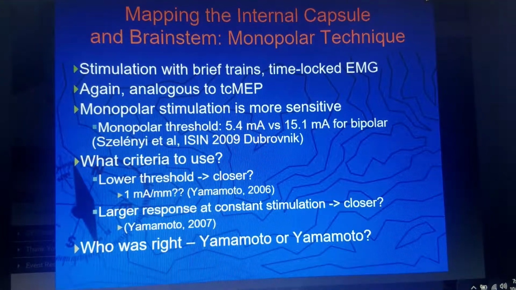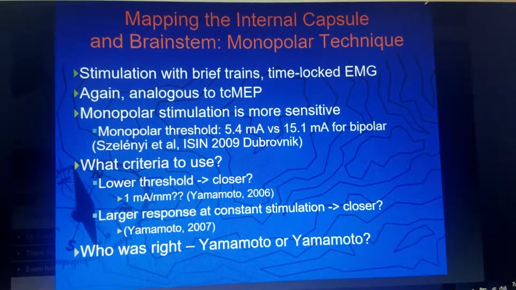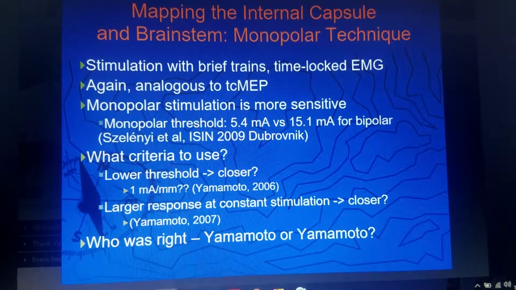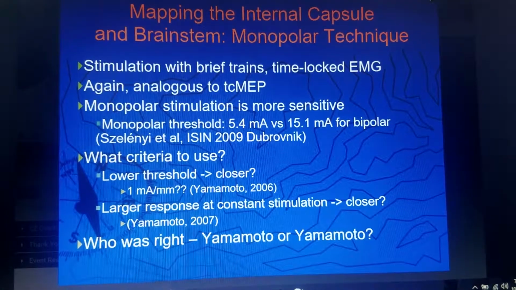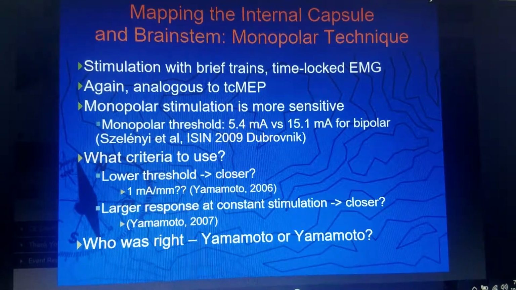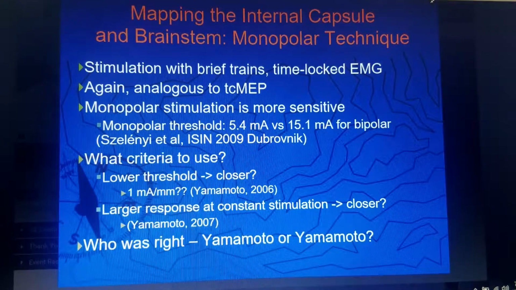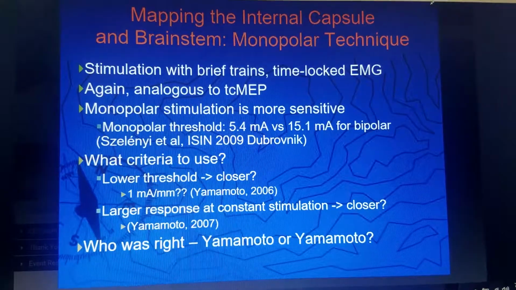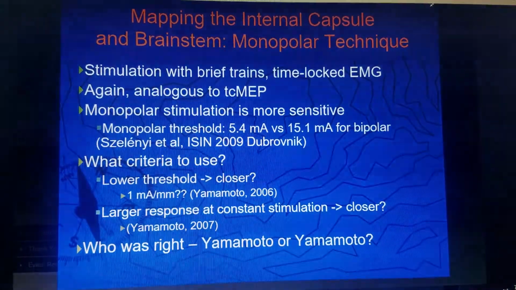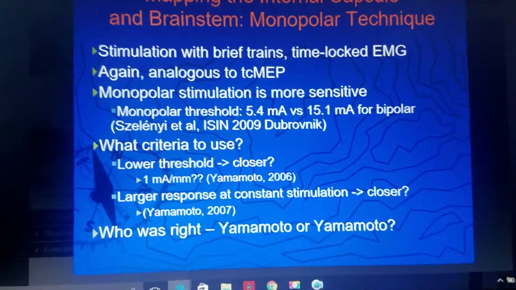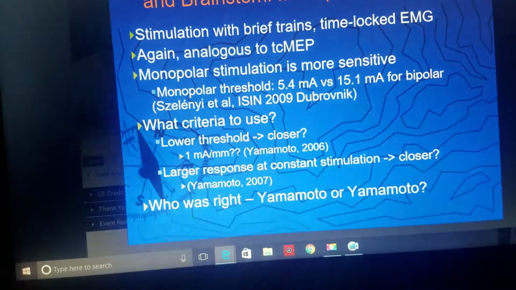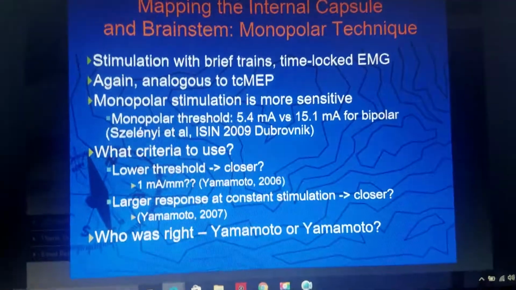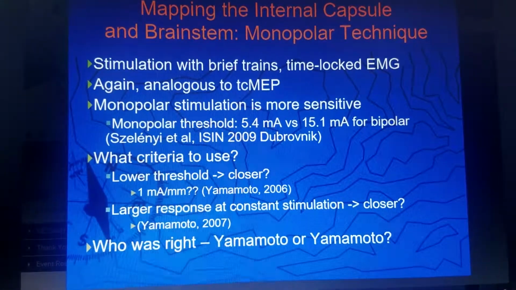So what we're going to do is use these brief trains with time-locked EMG, just like we did with the direct cortical MEP, using monopolar stimulation. And now the question is, what criteria should we use? Yamamoto from Japan first proposed back in 2006 at one of Vedran Deletis' meetings that were the precursor to the ISIN, that the closer you got to the corticospinal tract, the thresholds should go down. And he suggested maybe it was even something like 1 milliampere per millimeter.